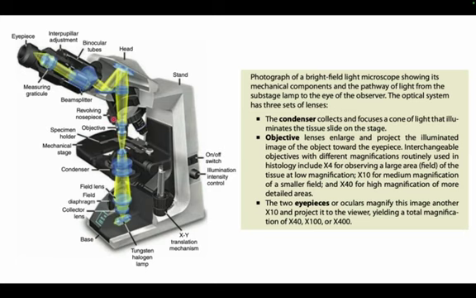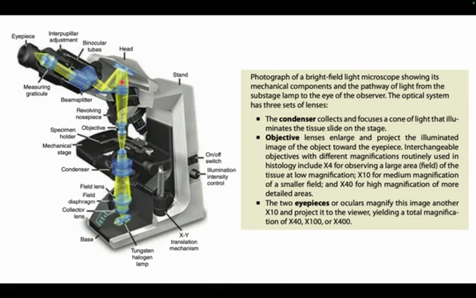Now here above the sample, you will see something called the objective. The objective lens enlarges and projects the illuminated image of the object towards the eyepiece. So this objective is what actually provides the magnification of our image. You can see that there's one objective over here and one more objective lens over here. There are different objective lenses which give us different magnifications of our object.